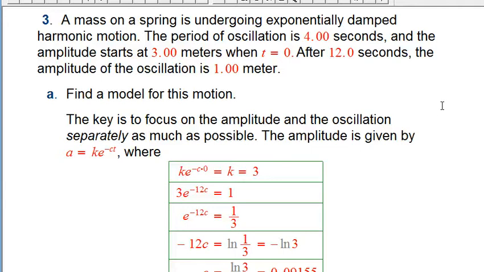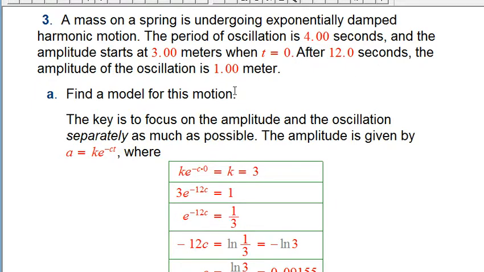Part 3, we have got a mass on a spring undergoing exponentially damped harmonic motion, and we know its period. Literally, not literally a period, it's not periodic, but let's say it's the time between times when it goes through its equilibrium going up, maybe. And the amplitude starts at 3 meters when t equals 0, and after 12 seconds, the amplitude is 1 meter. We want to find a model.